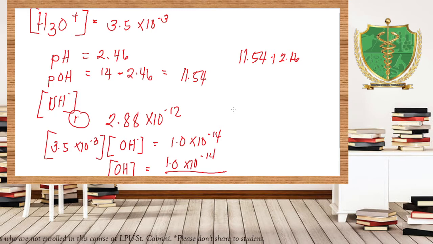So therefore, let's multiply it. 2.88 times 10 raised to negative 12 times 3.5 times 10 raised to negative 3 will give us 1.00 times 10 raised to negative 14, which is again equivalent to 14. Okay, so that is how we are going to get the pH, the pOH, and our hydronium as well as our hydroxide concentration.